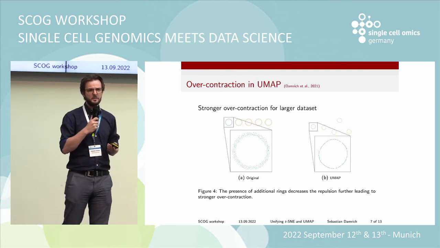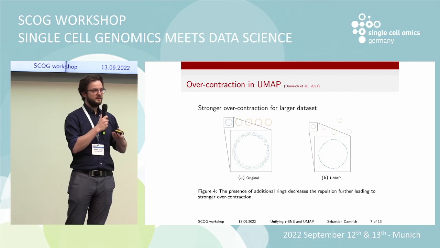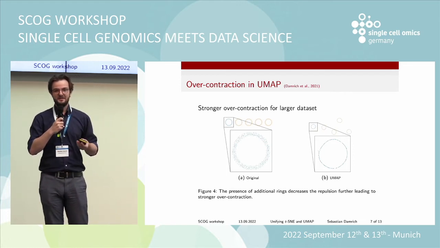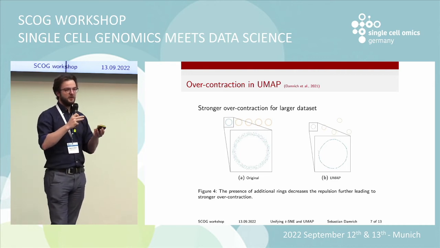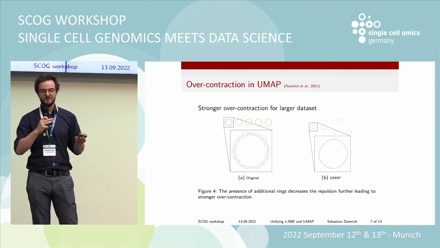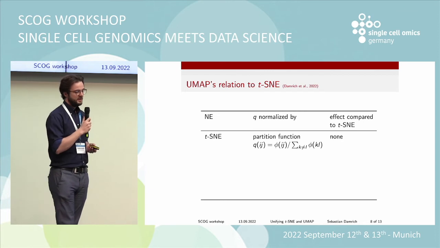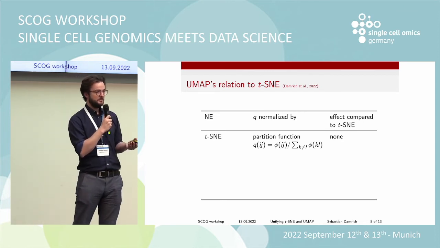And I think this is noteworthy because it's common practice to apply UMAP on a subset of your data set. And according to this analysis, this changes the strength of the overcontraction. Nevertheless, we now have our true UMAP loss function in place, and we can try to relate it to the t-SNE loss.